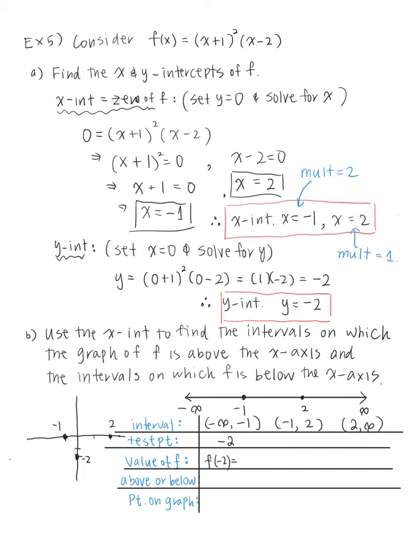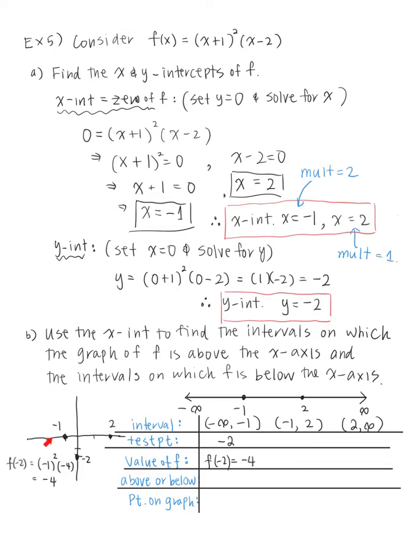I don't know if I have enough room for this. So I have f of negative 2. This is going to be negative 2 plus 1 squared, so you're going to have negative 1 squared times negative 4. Negative 1 whole quantity squared is positive 1, so you're going to have a negative 4. So this is going to be negative 4. So basically it's telling you this.